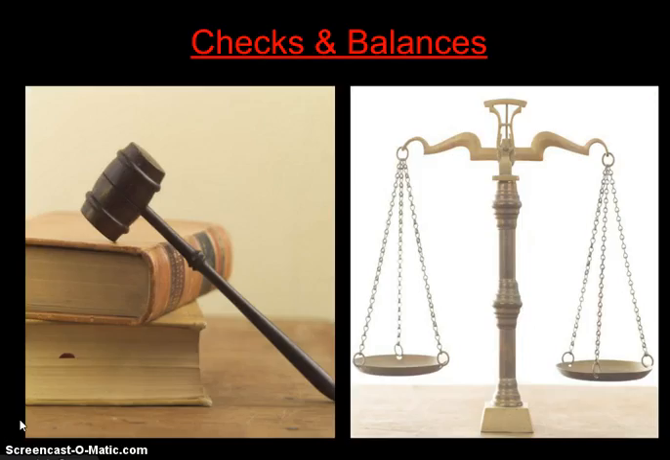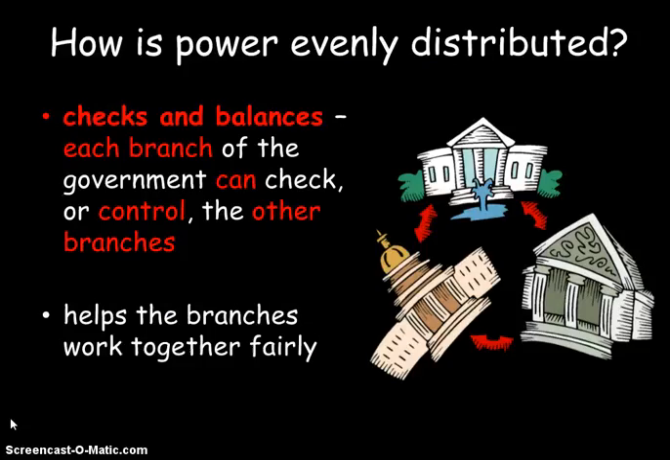Let's continue on to our next principle, which is related to separation of powers, but is a little bit different. This is the checks and balances system. We talked about how power was divided, but now how power is evenly distributed. If we want to think of the 3 branches, we want to think of them as forming an equilateral triangle, with the angles and sides all equal, and the powers divided evenly between them. The principle of checks and balances allows each branch of government to check, which means control, the other branches, and it helps them to work together fairly.